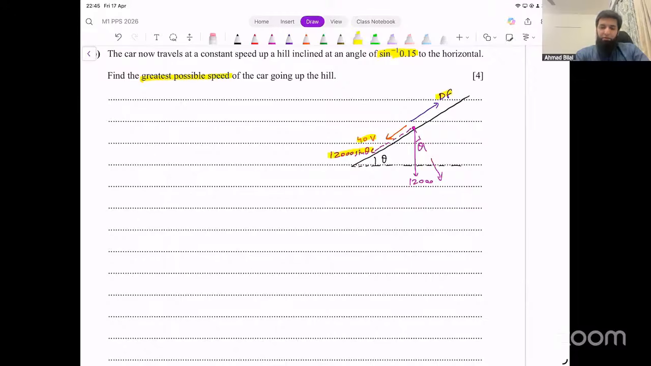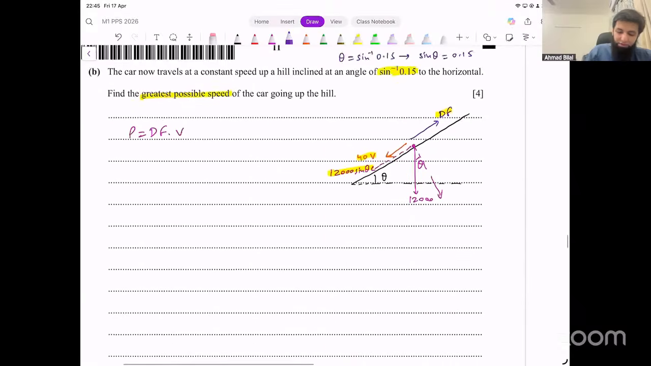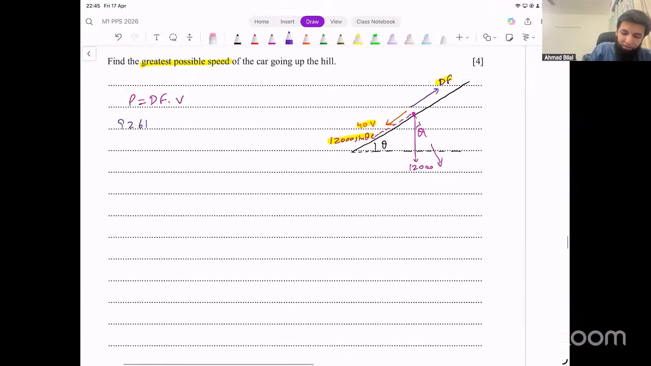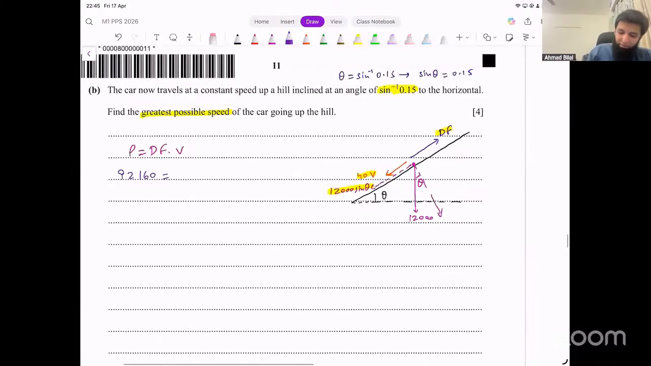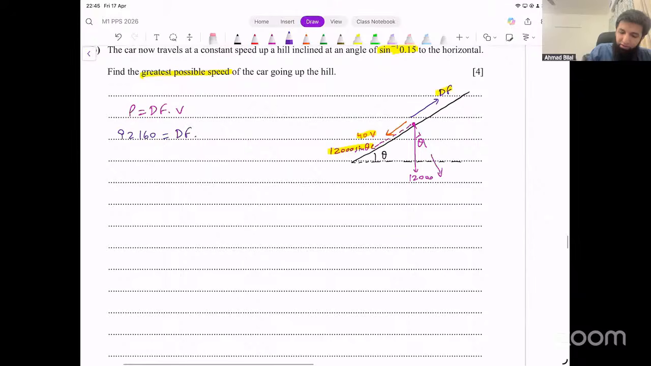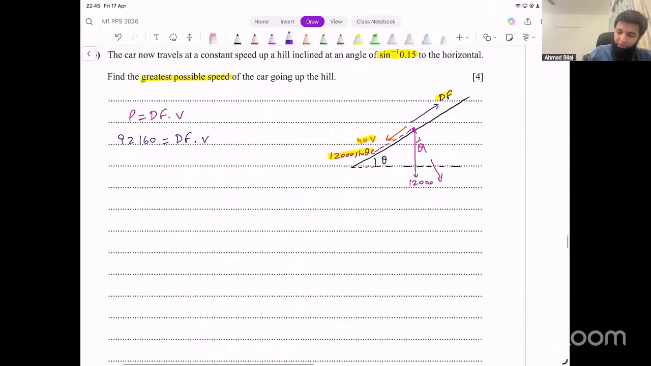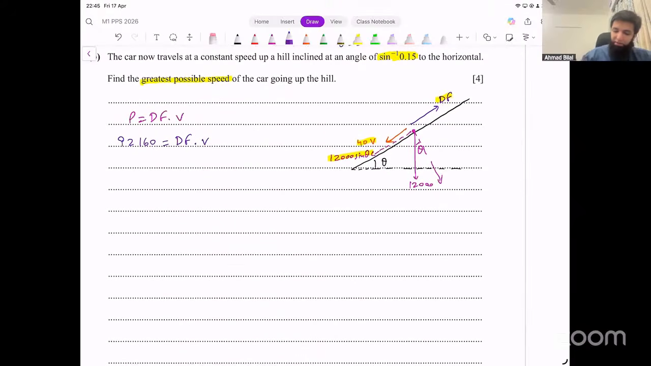Apply Newton's second law of motion and use the power formula along with that. Power equals driving force into velocity. Now, what was the value for power that we had? Power was equal to 92160. That is equal to driving force, which we do not know what it is, into V, right? This is one equation that we're getting.